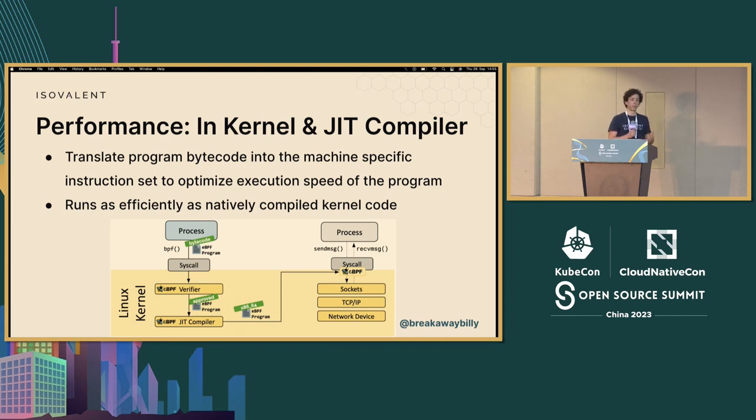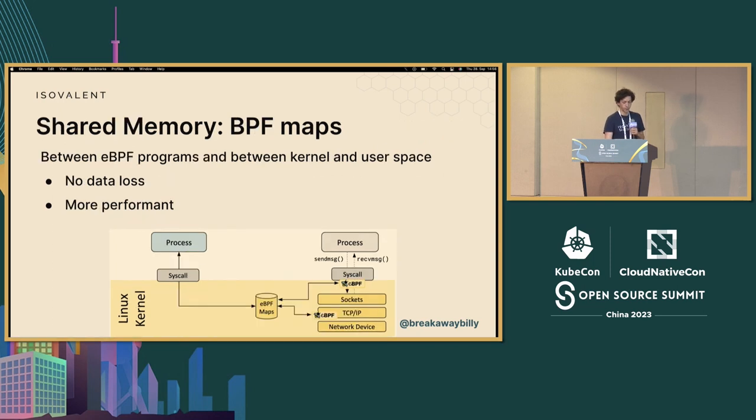The second part that is really important for a lot of people is the performance, right? If you're running something in the kernel, you want it to be very performant. And so what eBPF does is it takes the bytecode of these programs and compiles it into a machine-specific instruction set. And you're running it in the kernel, so these programs basically run as efficiently as natively compiled Linux kernel code. So instead of having to run something in user space, you can now run it directly in the kernel. And that speeds up a lot of things, and also you're saving the cost of having to switch the context from user space into kernel space and back again. And so you get a lot of performance benefits out of eBPF too.